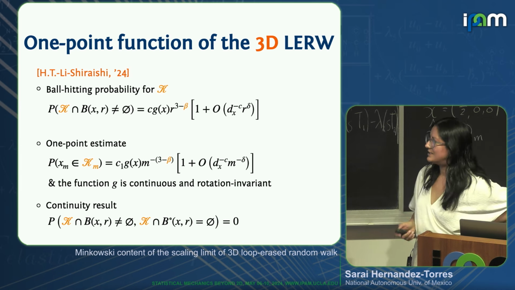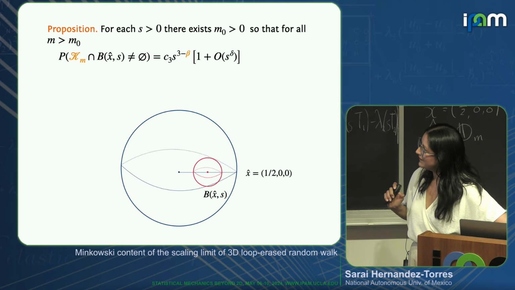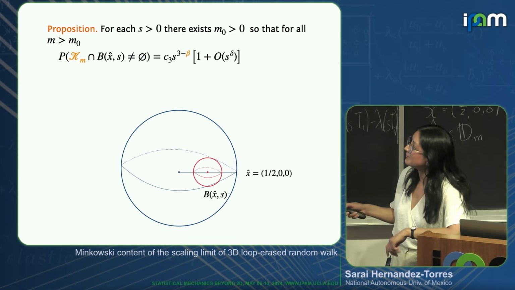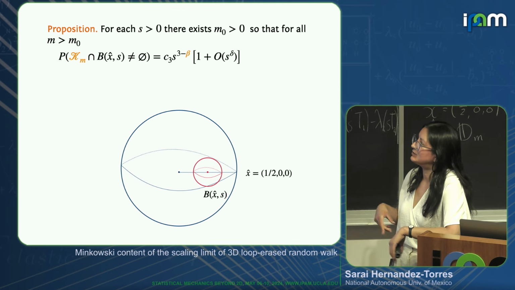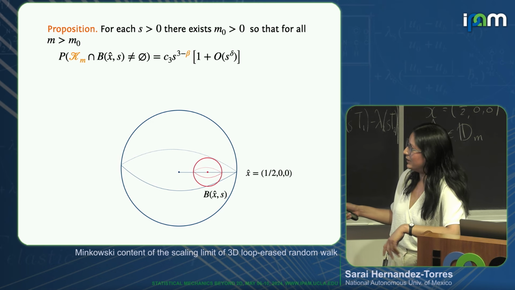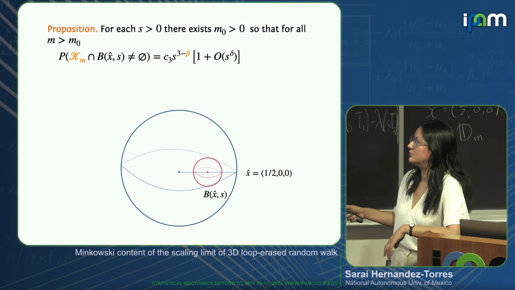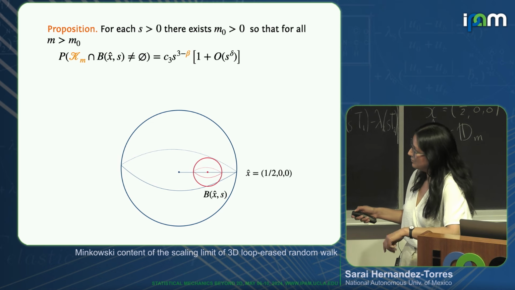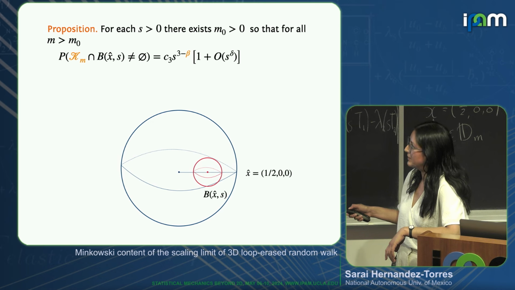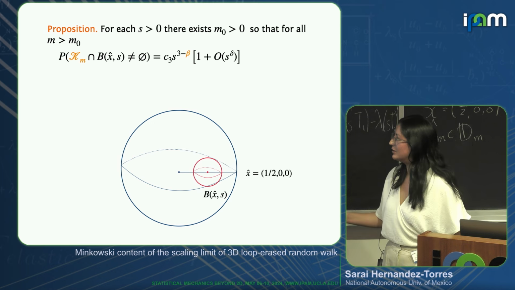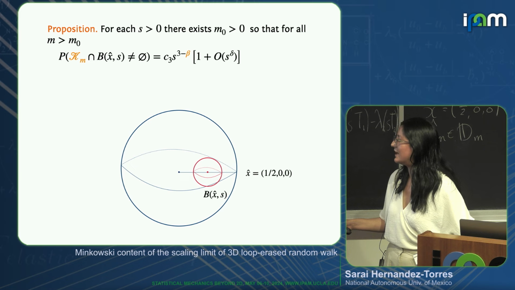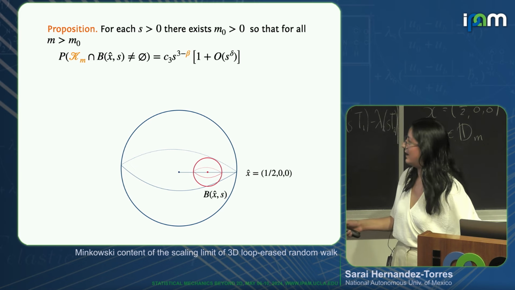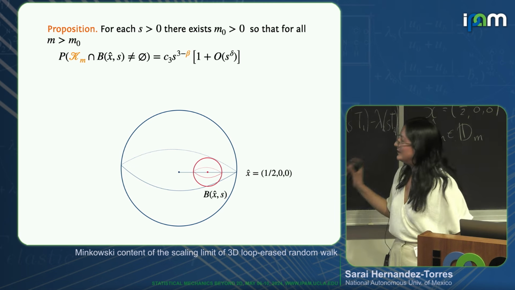This can be a little bit technical, but let me tell you how you show something in between. Here I have K_m, the trace of the loop-erased random walk when the lattice is rescaled by 1/m. This is on the discrete level, but we are looking at the probability of hitting a ball around our reference point. The probability that this hits scales with the radius s to the 3 minus beta, plus an error term. So we have our unit sphere and this smaller sphere contained inside. Actually, s has to be smaller than half the distance to the origin and half the distance to the boundary. So s is small.